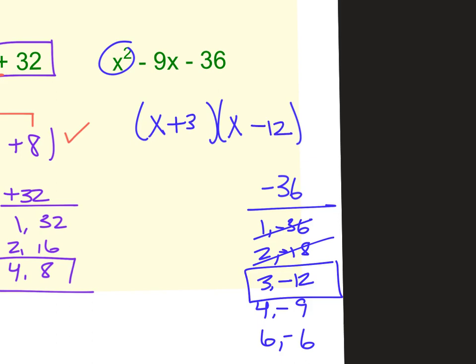And you're going to check your answer by showing me that, yes, I thought through, and I know that we're getting to that negative 9. So x times negative 12 is negative 12x, and 3 times x is 3x. Is negative 12x plus 3x negative 9x? It is, so we got the right answer.